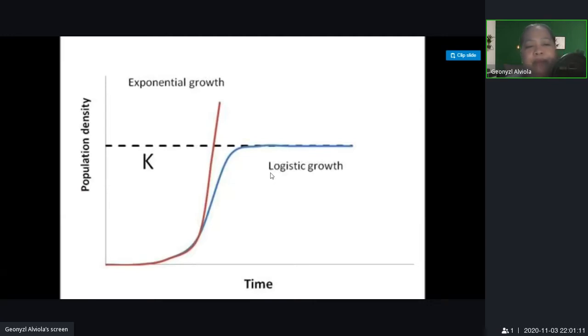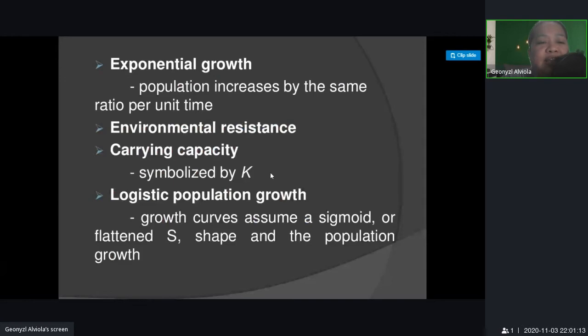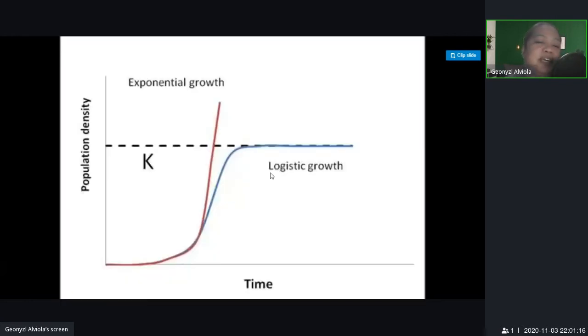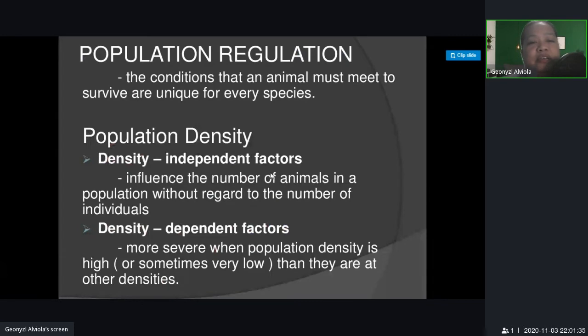And the K is defined as the carrying capacity, in which the habitat can sustain or hold or can supply all the needs of the organism in order to survive. So that is the carrying capacity. Population regulation is the condition that an animal must meet to survive, and these are unique for every species. So it depends on the species.